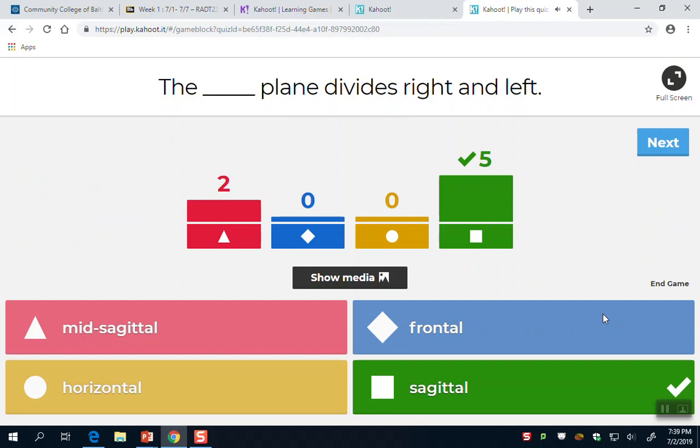Yeah, it would have to say divides into equal right and left halves, not just left and right, because a sagittal doesn't necessarily go dead down the center. A mid-sagittal would, but a sagittal just divides either the body or a part. Like if you're just doing the arm, you can cut the arm into sagittal sections, right?